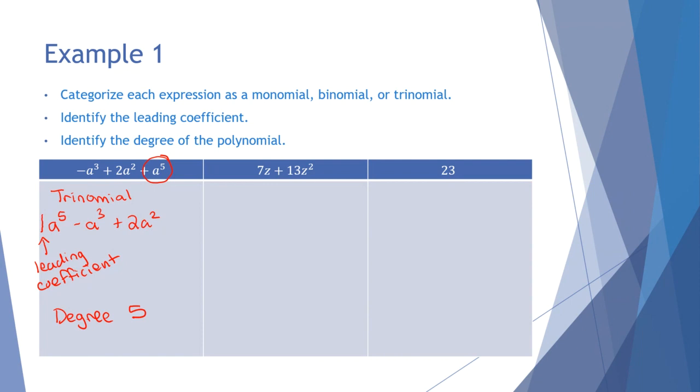Okay, so now the middle example here, 7z plus 13z squared. That has two terms, which makes it a binomial. And I'm going to rearrange this so that the highest exponent is first. So that's 13z squared plus 7z. Because that means then that 13 is our leading coefficient. That is our leading term.